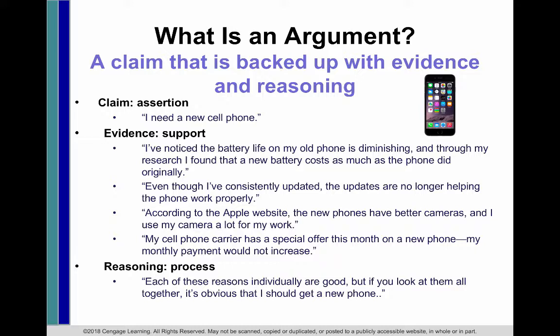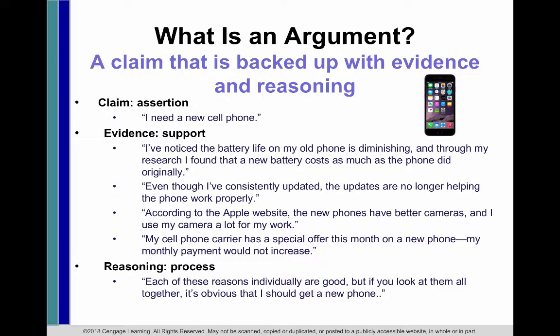So now you need some evidence to back up that claim. These are the examples, definitions, testimony, or whatever you're using to support your claim. In this case, you have several reasons why you believe your initial claim's true. First, you can say, I've noticed the battery life on my old phone is diminishing, and through my research, I found that a new battery cost as much as the phone did originally. You could also say, even though I've consistently updated, the updates are no longer helping this phone work properly. Another thing you could say is, according to the Apple website, the new phones have better cameras, and I use my camera a lot for my work. And finally, you could say something like, my cell phone carrier has a special offer this month on a new phone. My monthly payment wouldn't increase.